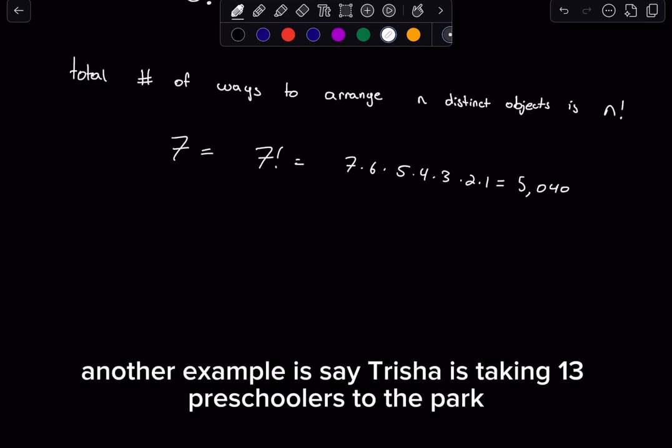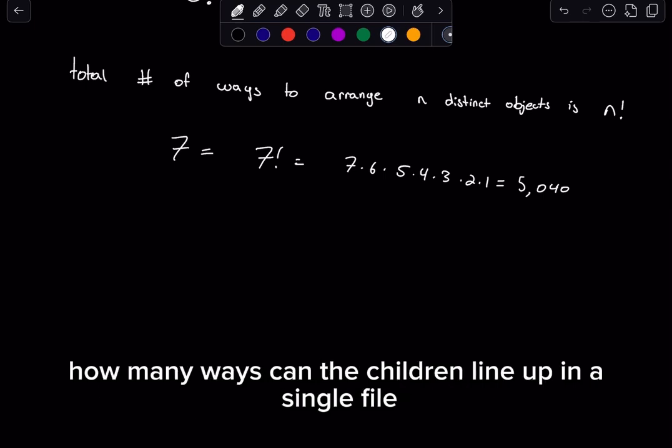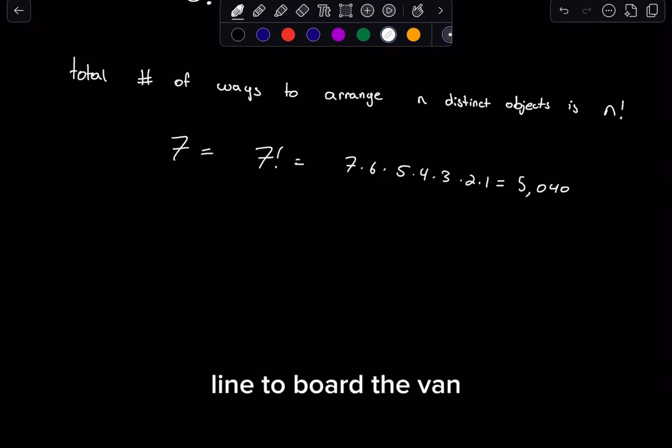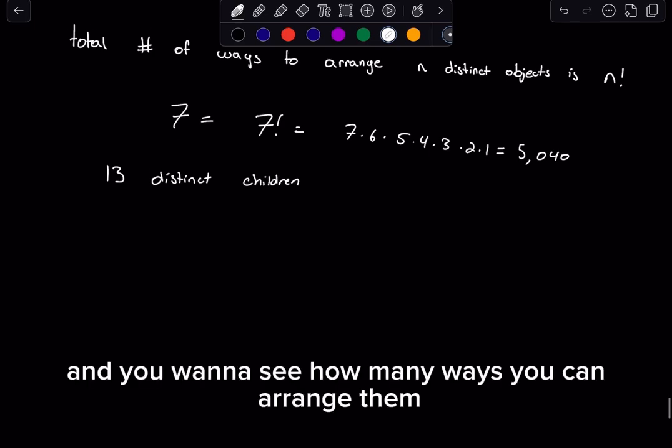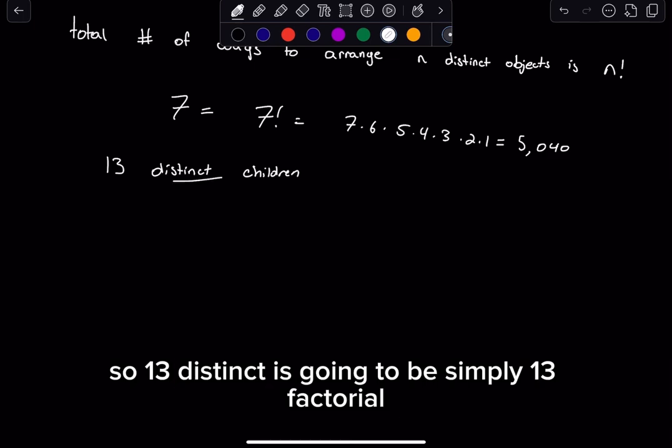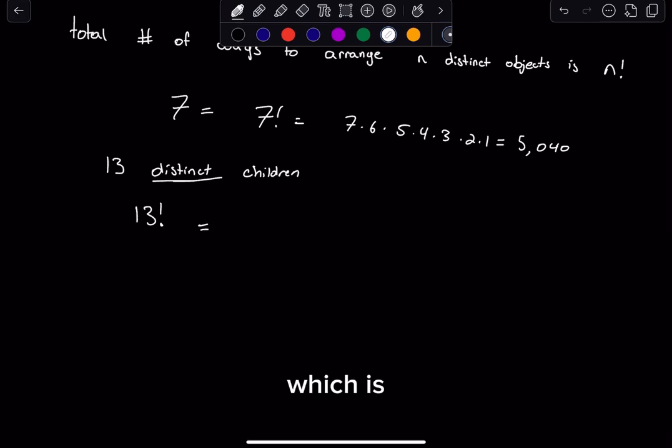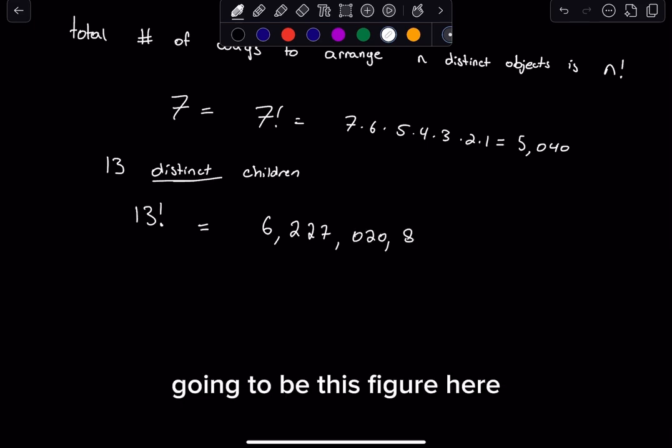Another example is, say, Trisha is taking 13 preschoolers to the park. How many ways can the children line up in a single file line to board the van? You have 13 distinct children. And you want to see how many ways you can arrange them. So 13 distinct is going to be simply 13 factorial, which is going to be this figure here.